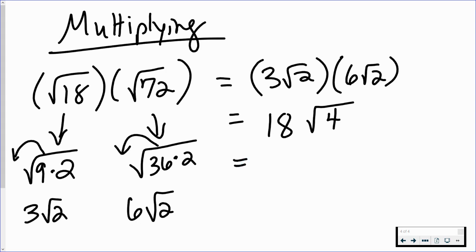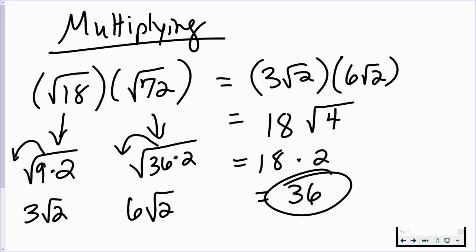Now, if you can break down the square root any further, you want to do that before you finish, which in this case, 4 is a perfect square. So square root of 4 is 2. So the radical is completely gone in this case. And then 18 times 2 gives us 36. Okay, so if you can break that square root down further, you want to make sure you do so before you get your final answer.